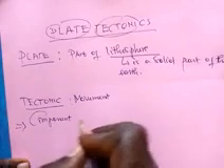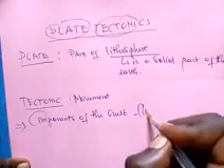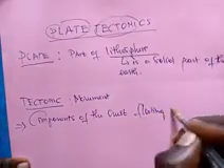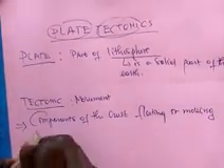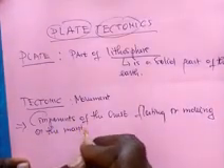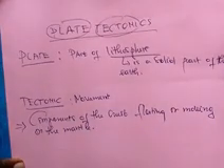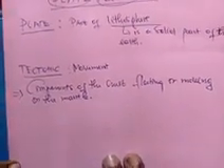Component of the crust floating or moving on the mantle. This means that the component of the crust that is floating or moving on the mantle gives us the full meaning of plate tectonics. Now, to understand this clearly, let us see the structure of the earth.